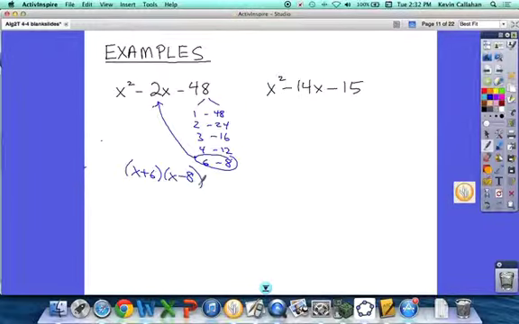Again, it's the same pattern. Since the last term is negative, one's positive and one's negative. Since the middle term is negative, you know the bigger of those two is the negative one. So think of the factors of 15. 3 times 5. Okay, 3 times 5 isn't going to work. There's only one other possibility: 1 times 15, right? With the 15 being the bigger one, it's got to be the negative. 1 plus -15, or 1 minus 15, is -14. x plus 1, x minus 15.